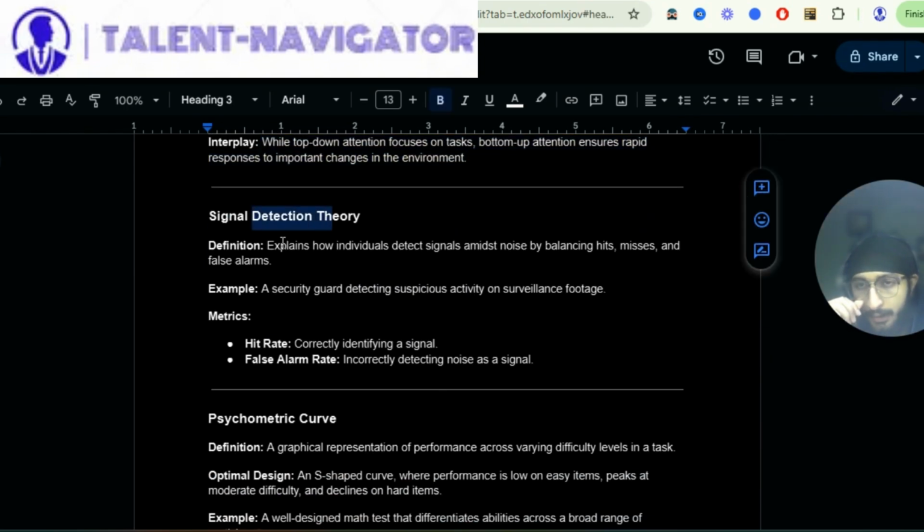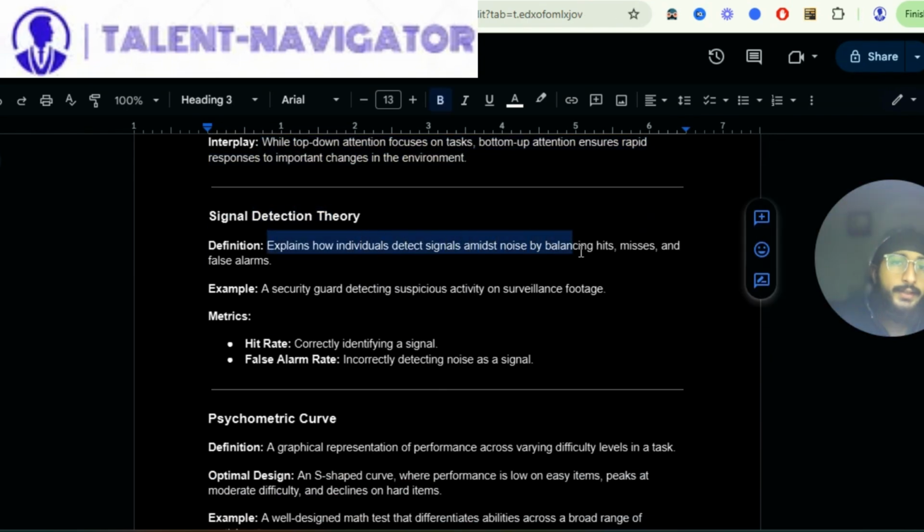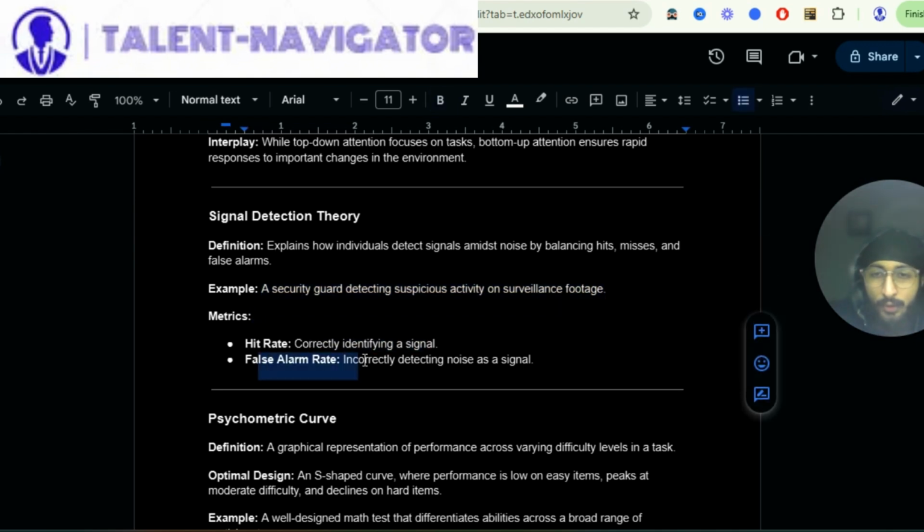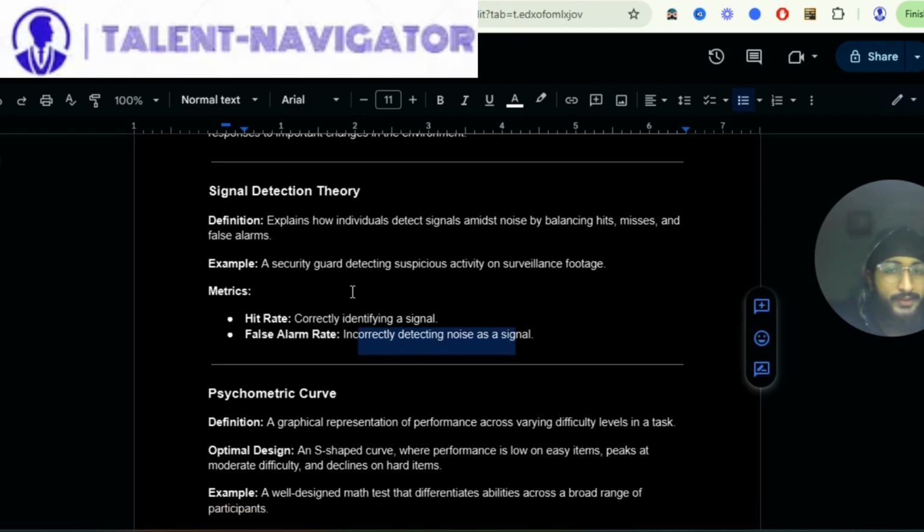Signal detection theory. Now, this explains how individuals detect signals amidst noise by balancing hits, misses, and false alarms. Example: a security guard detecting suspicious activity on surveillance footage. So, metrics: hit rate, correctly identifying a signal; false alarm rate, incorrectly detecting noise as a signal.